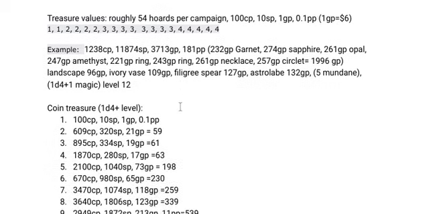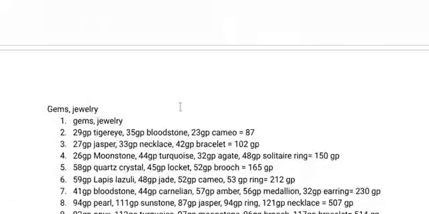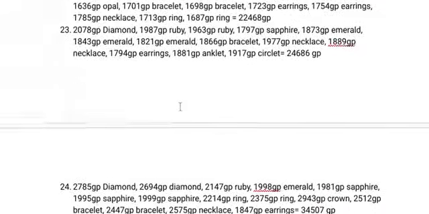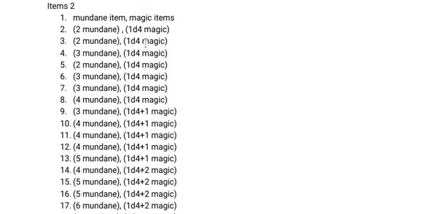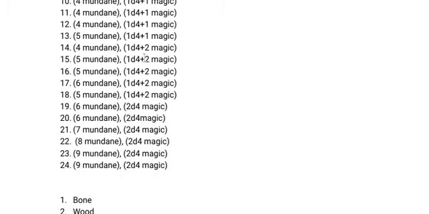But I've built a set of tables for coins, gems and jewelry, art objects, mundane items, and magic items. The distinction I'm making with mundane items is I think it should be possible to find a treasure hoard where there's an axe in it that's not a magic weapon, it's just one of the other things found in the hoard. So you could find an axe, a crystal ball, a rug, it's not a flying carpet, it's just a rug. And so I have the category of mundane items and magic items listed here.